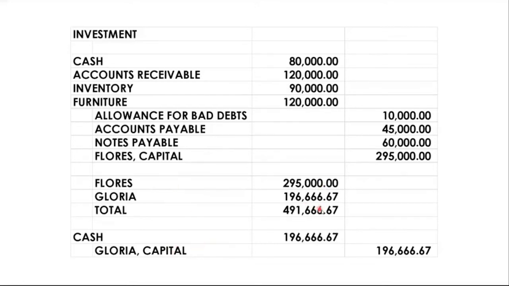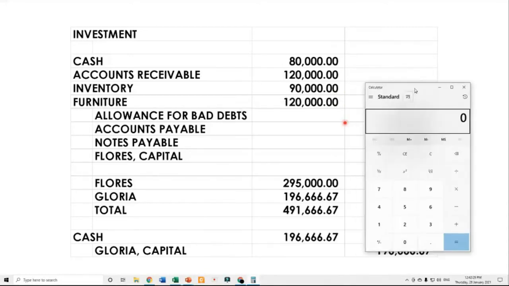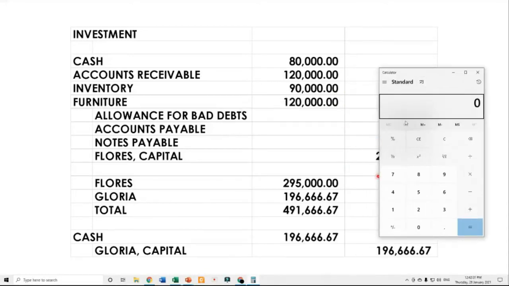Similar to how we computed a while ago, if Gloria will invest 40%, then 295,000 is equivalent to 60%. So you will divide this by 0.6. And you will get 491,666.67, or if we round this off, 491,667. Okay?